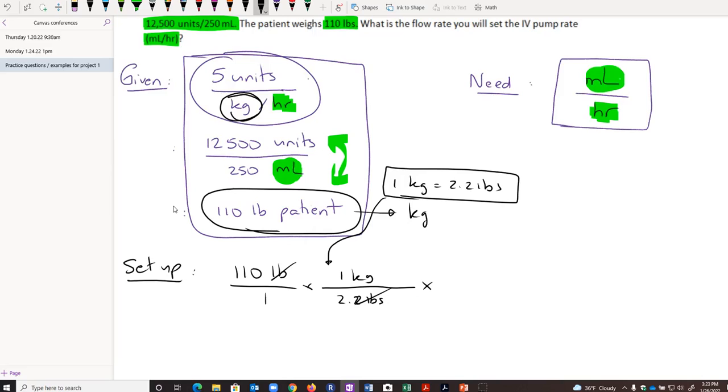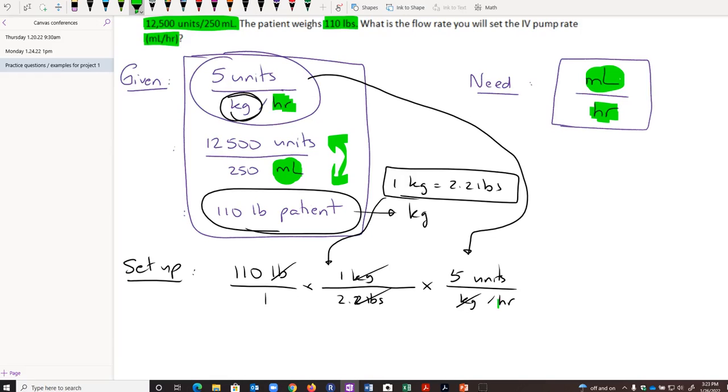Then we can go ahead and take the relationship given, and we can stick that in. So we have now 5 units per kilogram per hour. Now the kilograms go away, and the unit left on the bottom here is just hours. So we have hours in the right place in the denominator that we needed to have in our answer. Now we need to get rid of the units, right? The actual word here, unit, that's a unit of measurement that we need to get rid of.